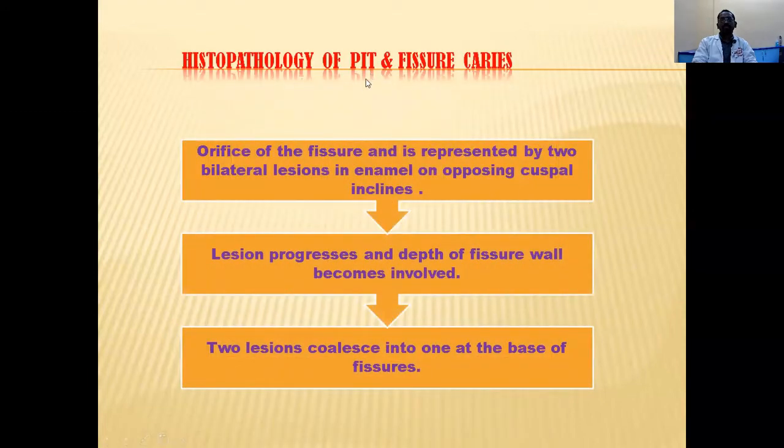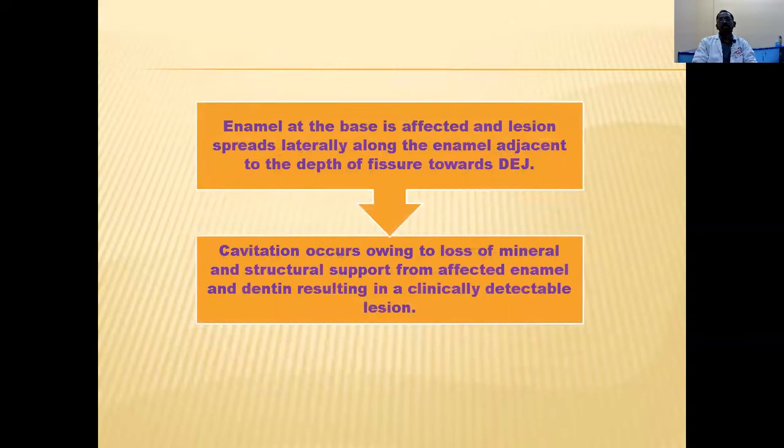Coming to the histopathology of the pits and fissures, the orifice of the fissure is represented by two bilateral lesions in enamel on opposing cuspal ends. The lesion progresses and the depth of the fissure wall becomes involved. Two lesions coalesce into one at the base of the fissure. The enamel at the base is affected and the lesion spreads laterally along enamel adjacent to the depth of the fissure towards the DEJ. The cavitation occurs owing to loss of mineral and structural support from affected enamel and dentin, resulting in a clinically detectable lesion.